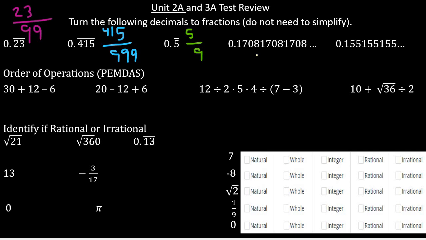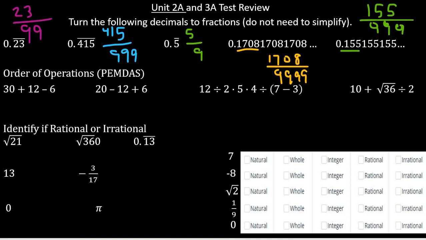The next one, we've got 0.1708, 1708, 1708, and the little 3 dots there are telling us that's going to be repeating over and over again. So we look at the numbers before it cycles over. That's 1708, so this would just be 1708 over 4 9s this time. And the next one, we have 0.155, 155, 155, so there are 3 numbers in this cycle, 155 over 999. So we've got 3 digits, and that's how many 9s we're going to have: 9, 9, and 9. Sorry about the handwriting.